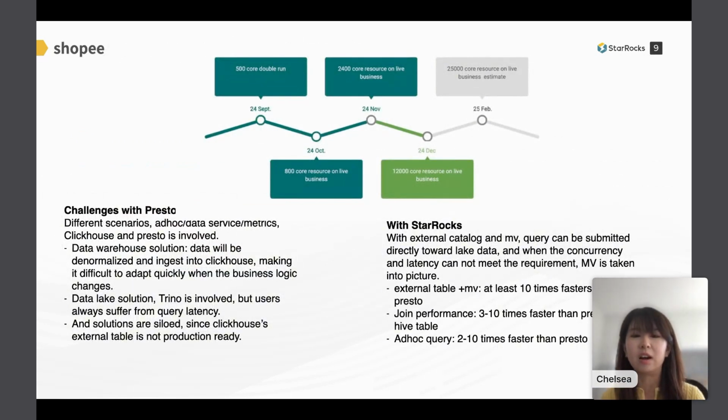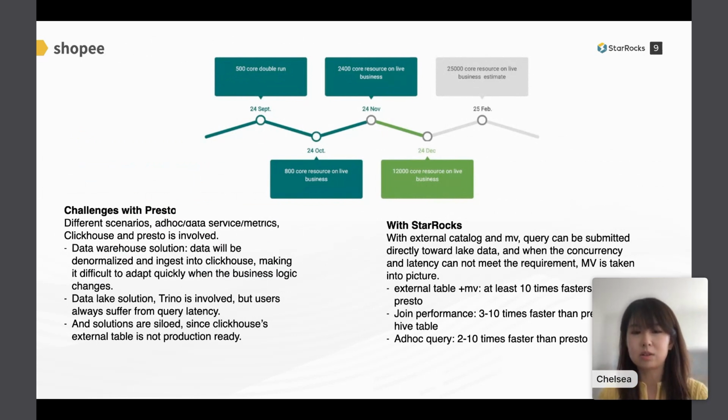Another example is Shopee. They are a very well-known e-commerce platform in Southeast Asia. Of course, in their company, they have a data warehouse architecture and a data lakehouse architecture. In the data warehouse solution, the data is denormalized and ingested into the warehouse. And just like what RedNote does, it is very difficult to adapt quickly when the business logic changes. For the data lake solution, of course, they can query the data lake directly, but they often suffer from query latency, and there are different kinds of solutions inside the company, which makes it very difficult to maintain.